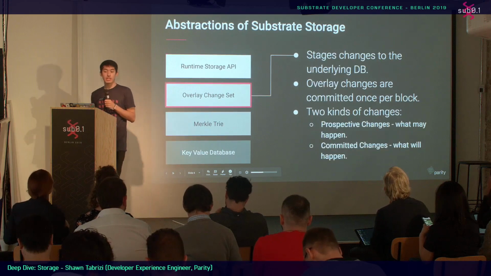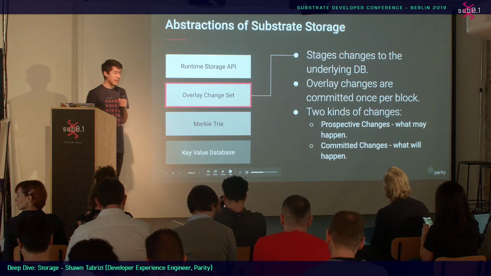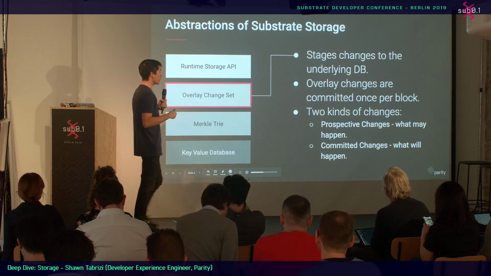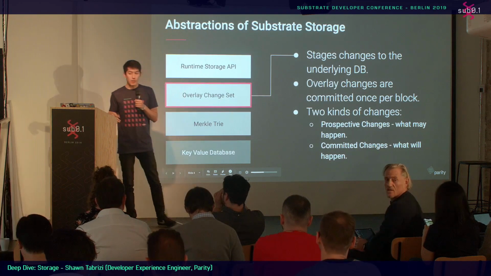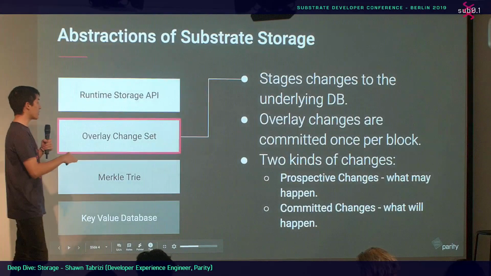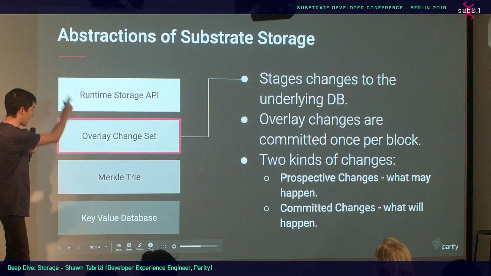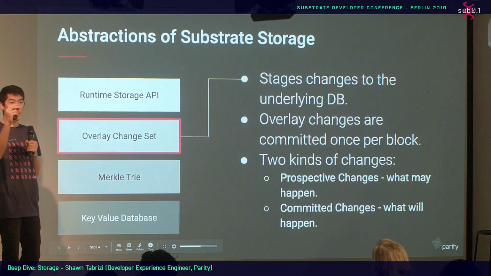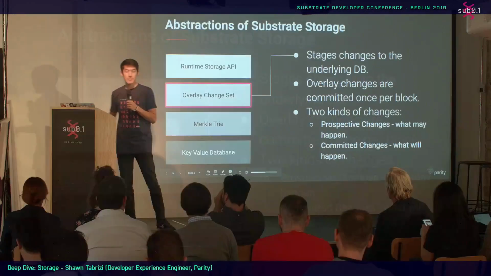Then we have this overlay change set. I'm not actually sure how many of you are familiar that we have this, but it's basically an optimization to avoid constantly writing and unwriting data from the database. So whenever you use a module and you query a storage item or you want to change a storage item, first, it checks if the value is in this overlay change set. It's kind of this cache. If it doesn't exist, it'll go all the way down to the actual database, pull the value up, but then additional changes or reads will happen at this overlay change layer.